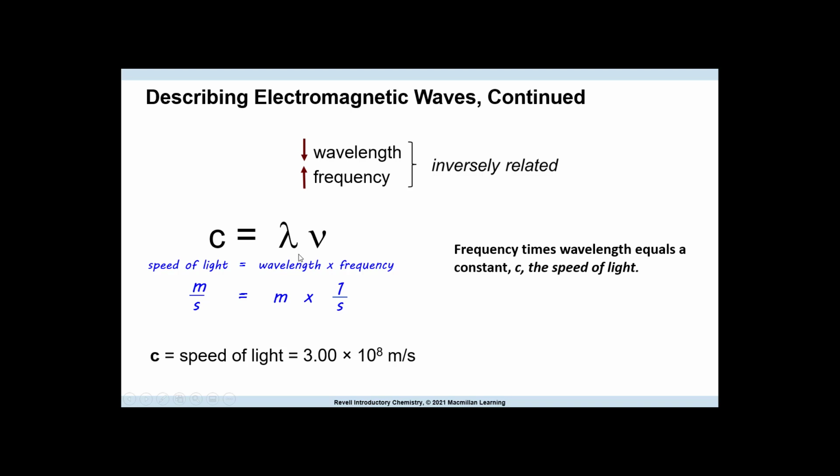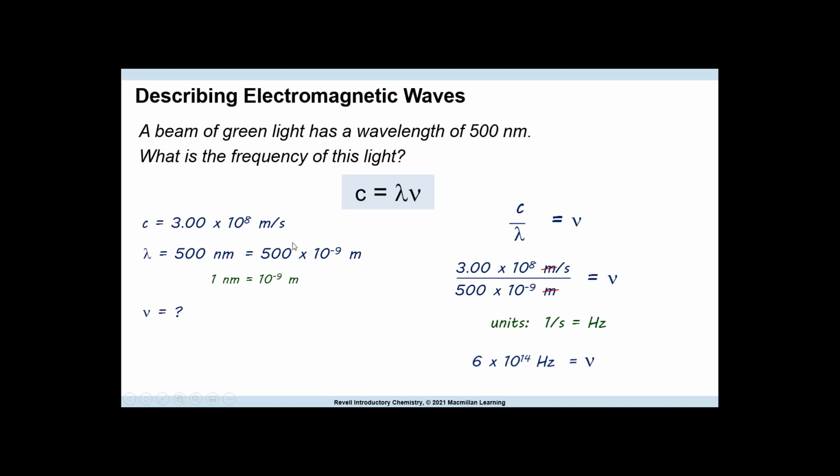Know the units. Know the units. Meters per second. Wavelength is meters. And frequency is 1 over seconds. So when these are multiplied, they give this. Know the speed of light, this is a constant, so it never changes, meters per second. Frequency times wavelength equals a constant. See the speed of light. That's why these will always go up or down. This will always stay 3.00 times 10 to the 8th. So let's do a problem.